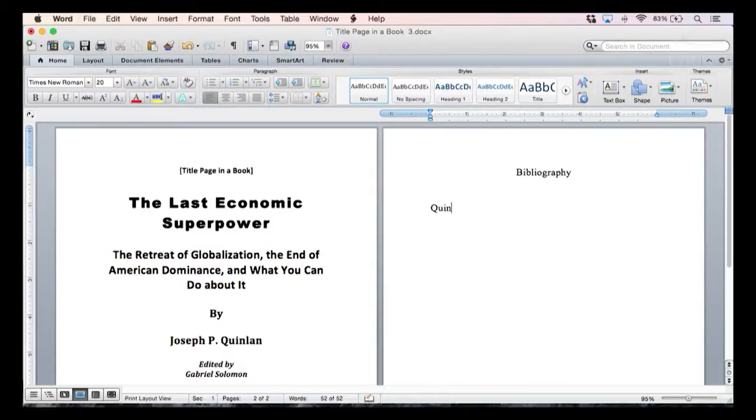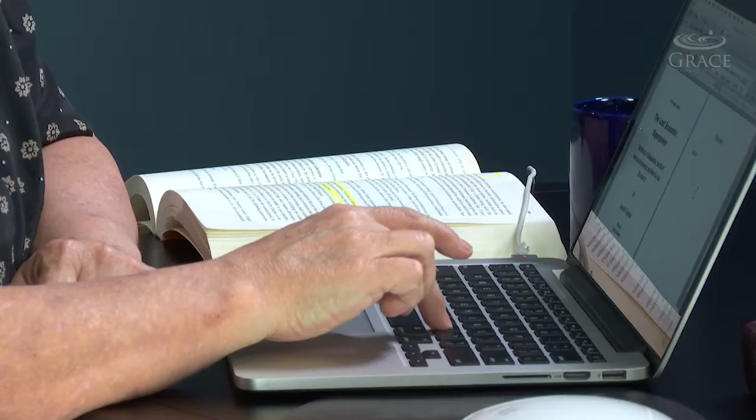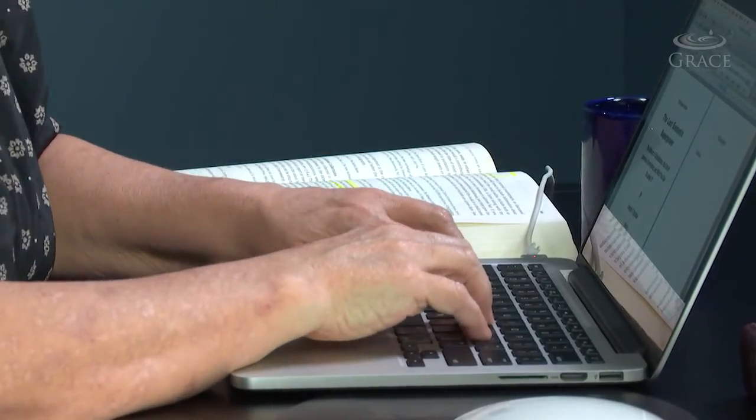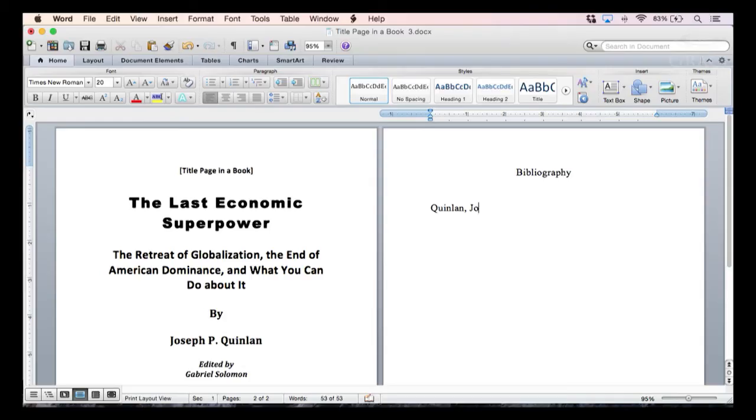A, B, C. The order for a bibliography is alphabetical. That is why we put the author's last name first. Quinlan. So wherever he falls in the bibliography, whether near the top or near the bottom, doesn't matter, as long as he's in the proper place for an author whose name starts with Q. Now, a comma is normal and regular punctuation between a last name and a first name in reverse order.